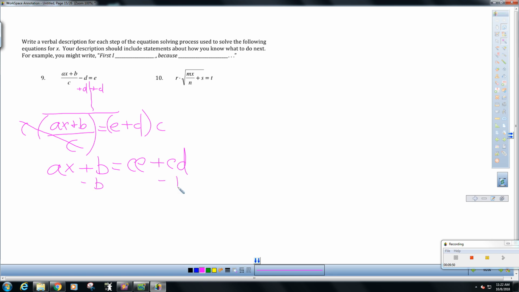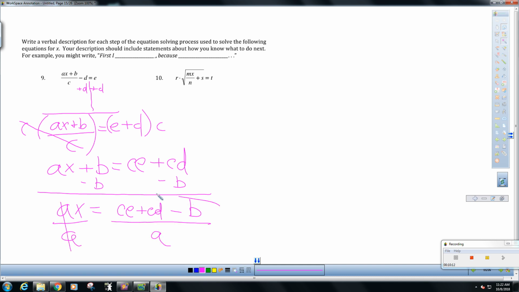So they just want you to write out what I'm saying, giving you AX is CE plus CD minus B. Divide everything by A because we're still solving for X. And this is the answer. X is CE plus CD minus B divided by A. That's about as complicated as you could get. Okay, let me rewrite this one over here. We're still solving for X.